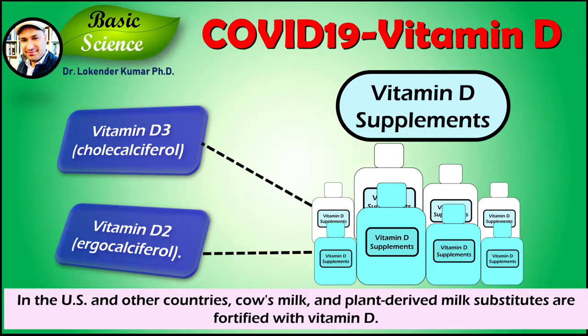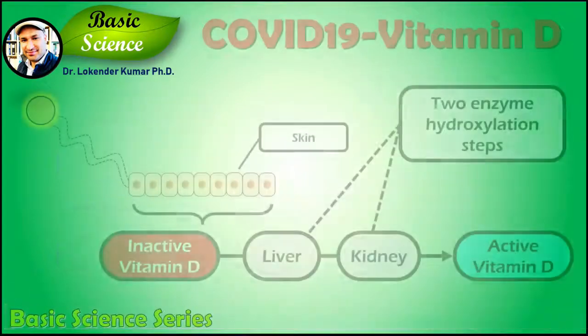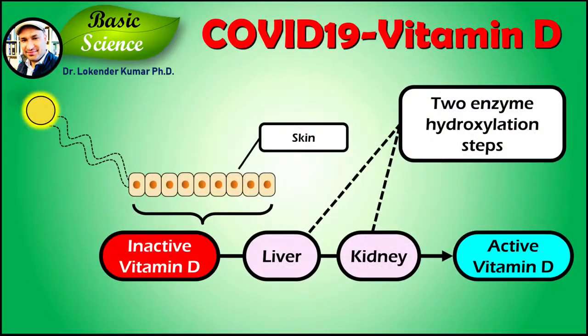Only a few foods, such as the flesh of fatty fish, naturally contain significant amounts of vitamin D. In the US and other countries, cow's milk and plant-derived milk substitutes are fortified with vitamin D. Vitamin D from skin synthesis or from the diet is biologically inactive, meaning it has no function in this form. It needs activation. It is activated by two enzyme hydroxylation steps, the first in the liver and the second in the kidneys.